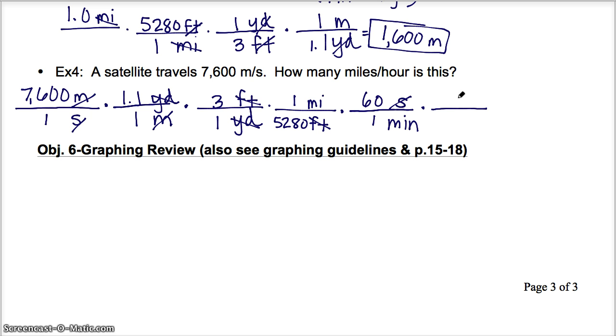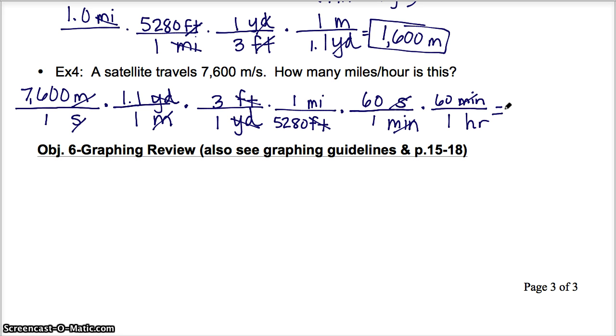I want minutes to cancel, so I got to put minutes on top. And I want hours on the bottom. In 1 hour, I got 60 minutes. So now I'm at miles per hour, which is great because that's what I want to get in the end. Now, it's just a lot of multiplying and dividing. So you got all the numbers on top, 7,600 times 1.1 times 3 times 1 times 60 times 60. And that number goes on top. Multiply all the numbers on the bottom. 1 times 1 times 1 times 5,280 times 1 times 1, and that number goes on the bottom.